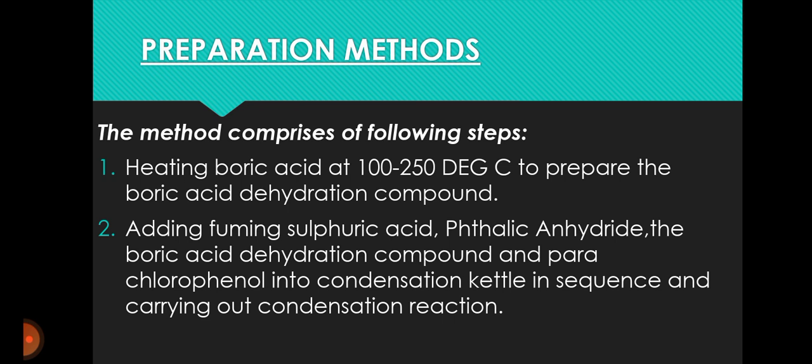According to the method, the boric acid dehydration compound is used as a catalyst, and a catalyst is one which increases the rate of reactions. So the addition amount of raw materials, including fuming sulfuric acid and phthalic anhydride, is reduced. The resource consumption can be reduced, as a result of which the cost is reduced and the waste emission is reduced. This method of preparation is relatively environmentally friendly and economical.